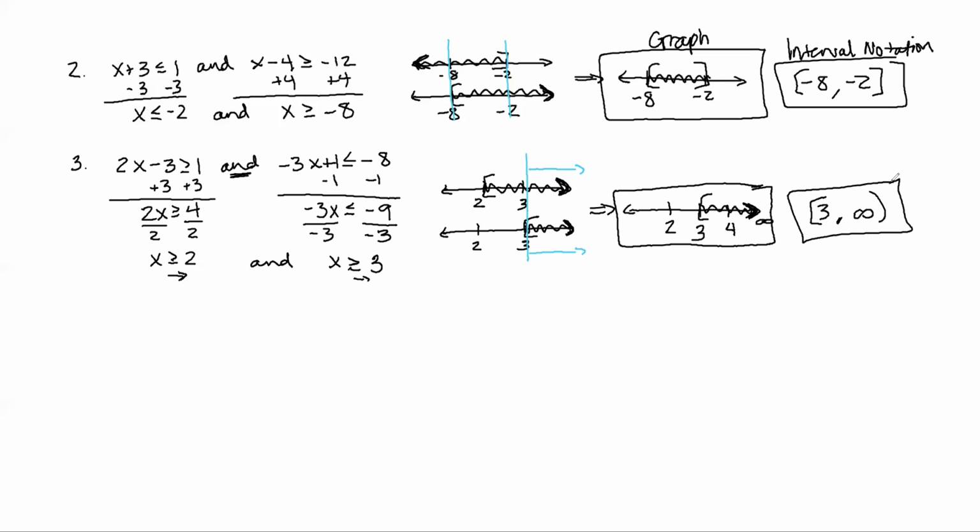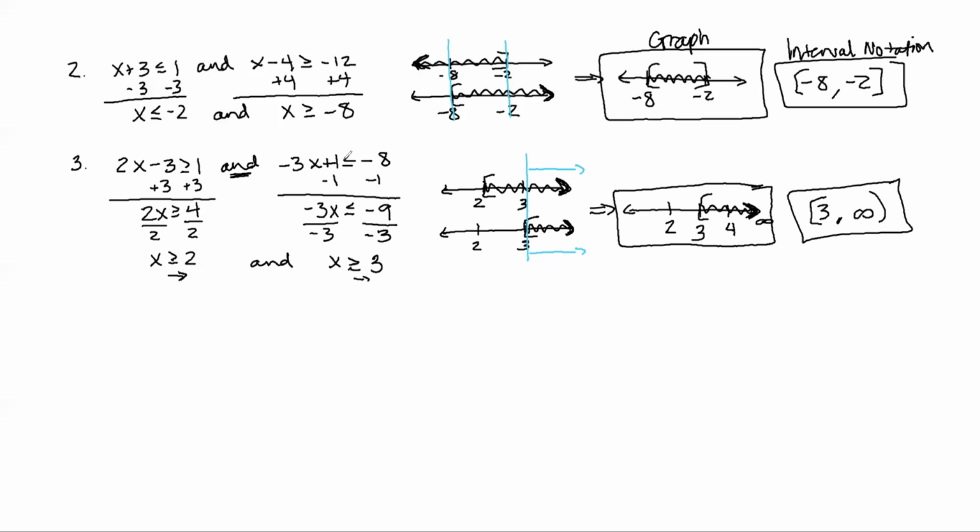And so this is saying any number from 3, and it can be exactly 3 because it's a bracket, all the way to positive infinity is going to be a solution to both this inequality, so our first one, and our second inequality. That's all it's saying, is it's a solution to both. All right, so those are compound inequalities with the word and.